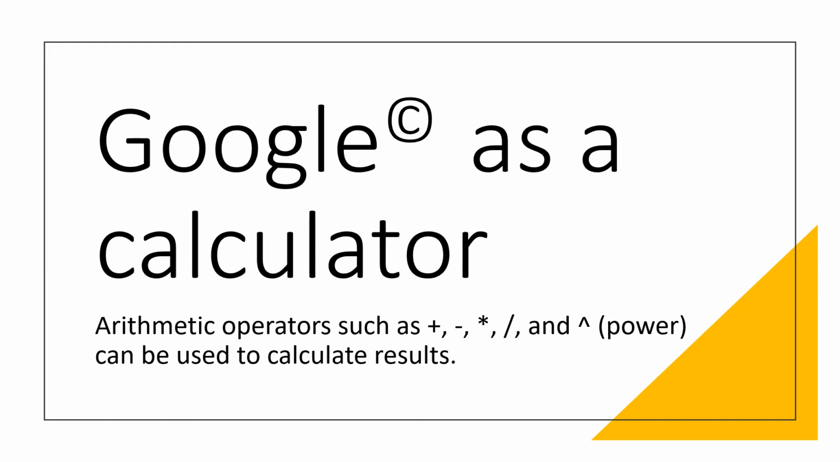The answer should be 20. So now let's modify it and add 2 to the 10. So we want to change it to parentheses 10 plus 2 close parentheses star 5. You should have gotten the answer 60.